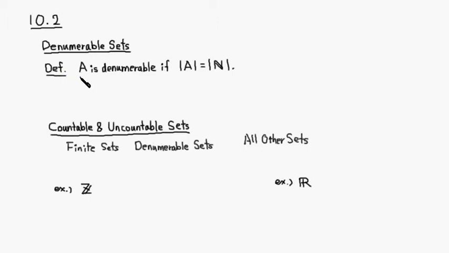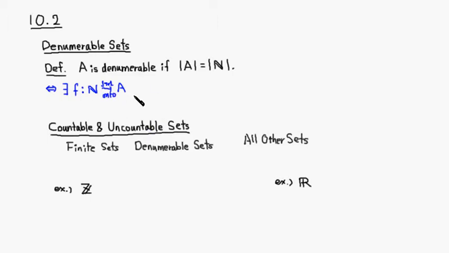Set A is called denumerable if set A has the same cardinality as the set of all natural numbers. By definition, we know that there exists a bijective function f from the set of all natural numbers to the set A. So it has to be 1 to 1 and it has to be onto at the same time.